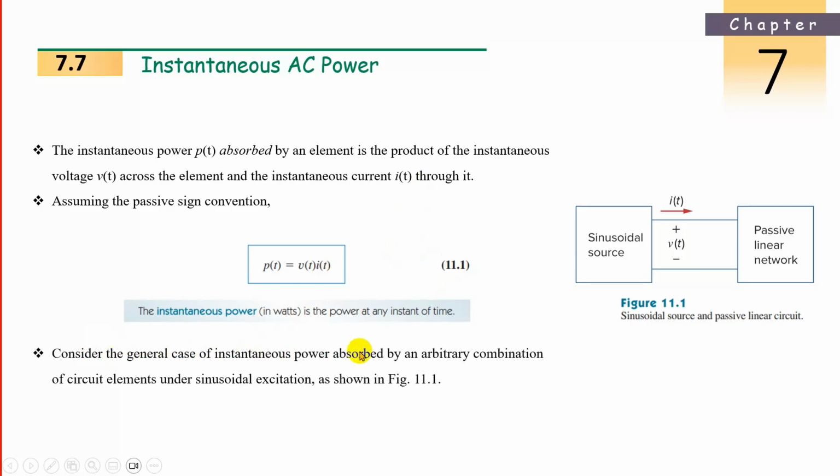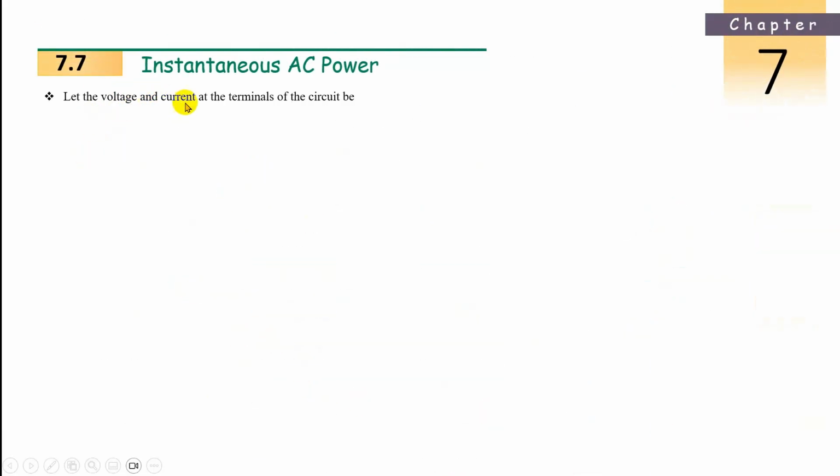Consider the general case of instantaneous power absorbed by an arbitrary combination. This figure explains the circuit element under sinusoidal excitation. So next, what is the equation? Let the voltage and current at the terminals of the circuit be V of t. Generally, it is Vm cos(omega t minus theta), and the same for I, Im cos(omega t minus theta). But both thetas cannot be the same. So I denote the voltage angle as theta V and the current angle as theta I.